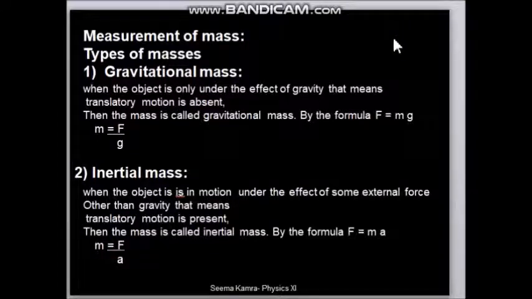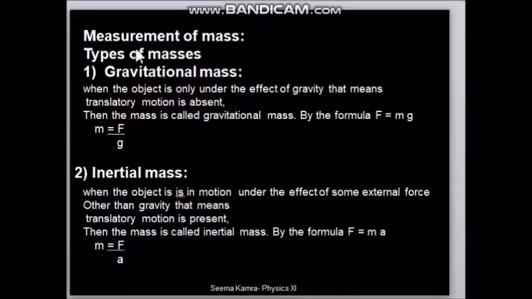Hello students, as we have started our measurement techniques, we have covered till now the measurement techniques for length, and now we will be covering measurement techniques of mass and time in this video.